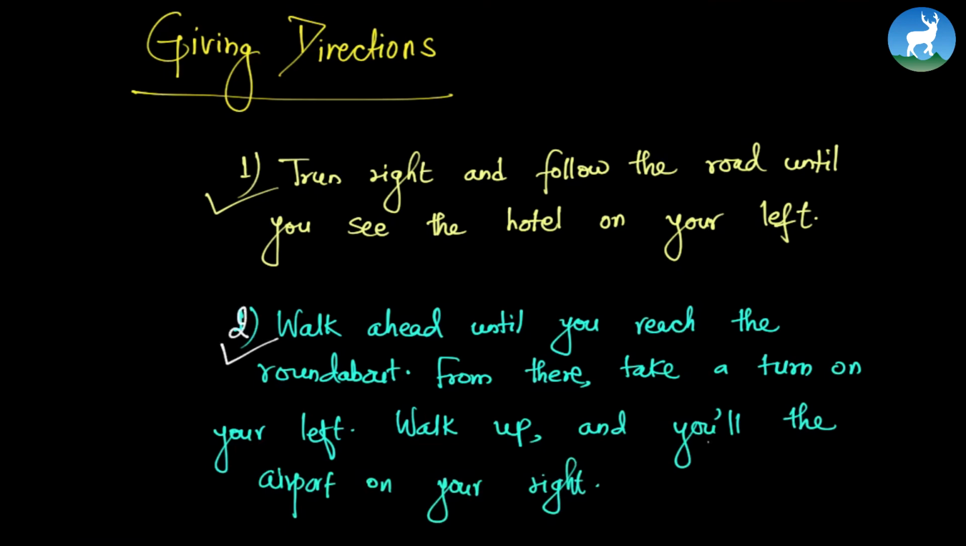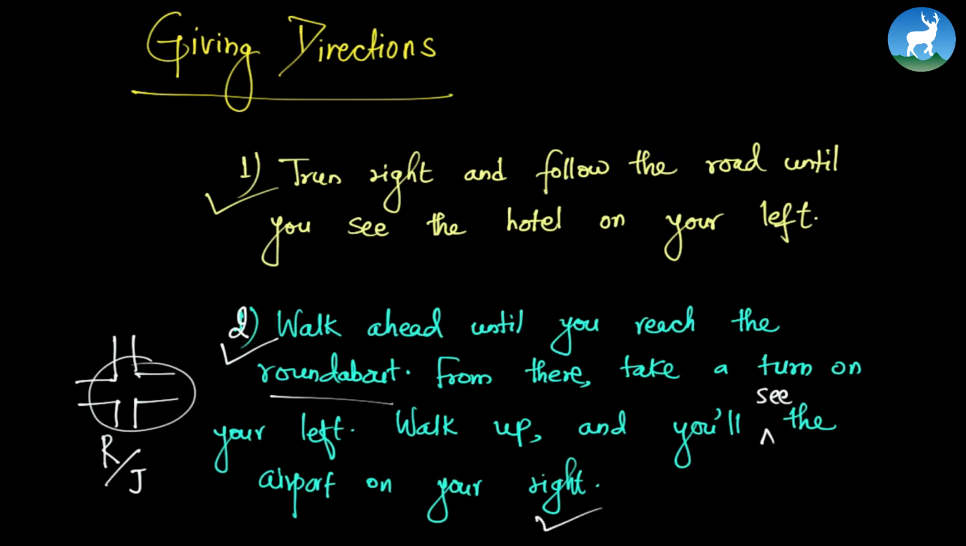You can say, walk ahead until you reach the roundabout. Now, roundabout is the junction. It is the meeting point of 4 roads. The meeting point of 4 different roads. This is what we call roundabout or junction. From there, take a turn on the left, right? Walk up and you'll see the airport on your right. Correct? This is pretty easy.